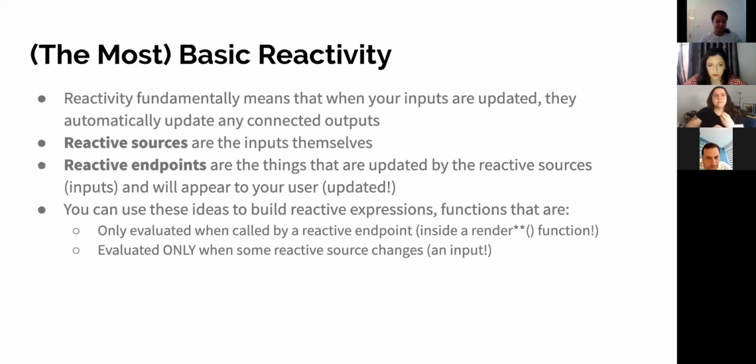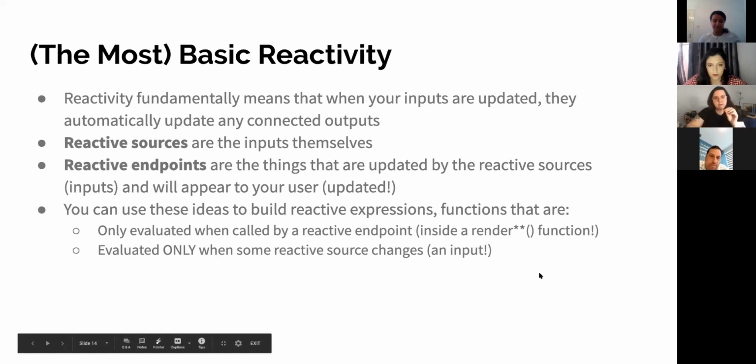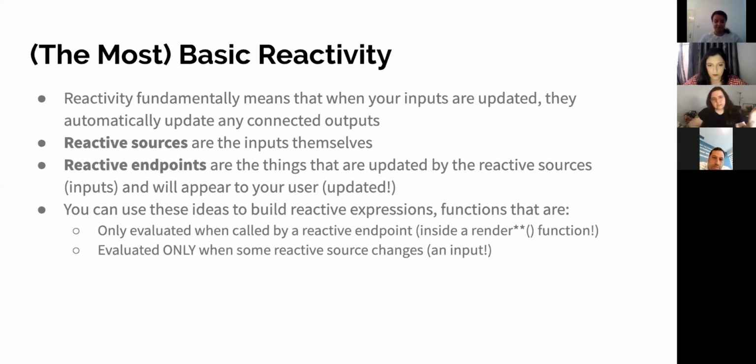And then I just want to introduce, again, very reductive, the most basic definition of reactivity, because reactivity is really core to what Shiny is. We're doing reactive programming. Reactivity fundamentally just means that when your inputs are updated, they automatically update any outputs they're connected to. So with our Geyser app, when I change that slider, the histogram changes. Changing the slider changes the input, the number of bins, then that output gets updated. That's reactivity. Reactive sources are those inputs themselves. So in our example, like I said, the slider, number of bins.